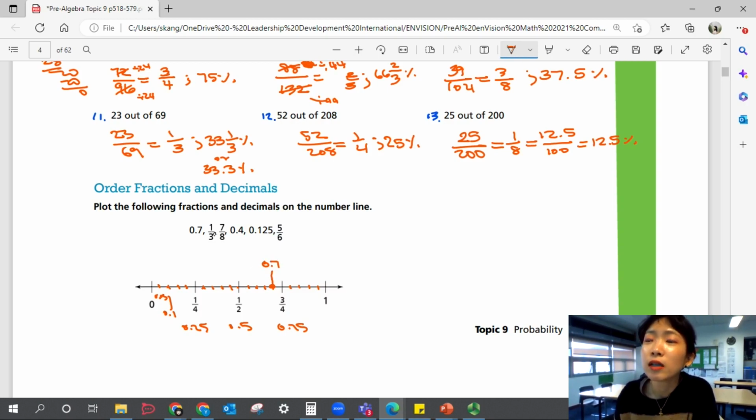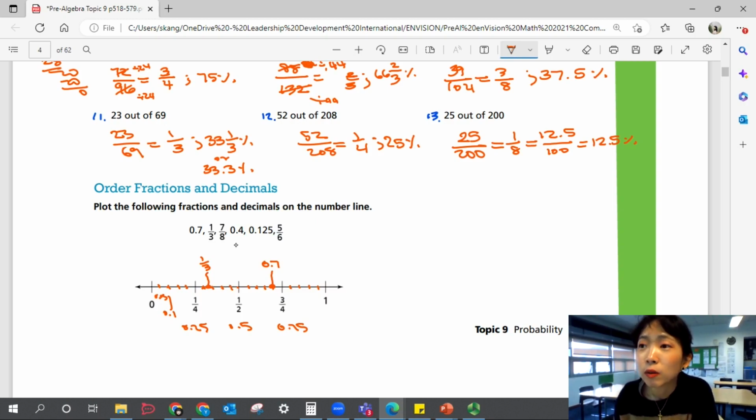There we go. And then 1/3 of this. 1/3 in decimal. What is 1/3 in decimal? 0.3333 dot dot dot. So 0.3 is right here. 0.35 is the next one. So 0.333 repeated. In percentage, that would be 33%. So it should be around here. Okay, so that would be 1 over 3.